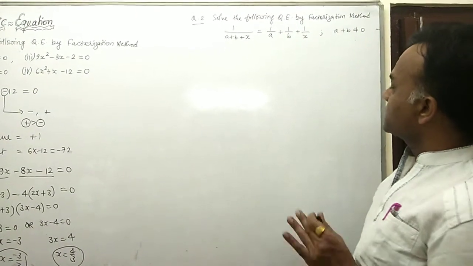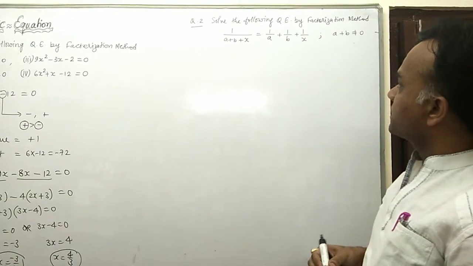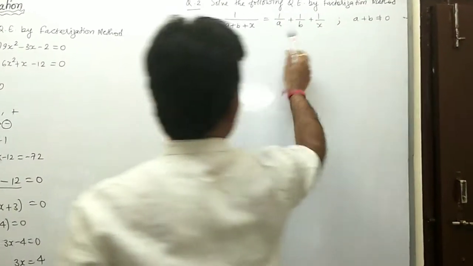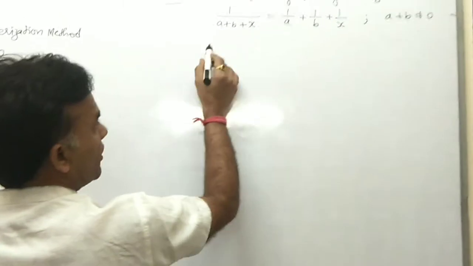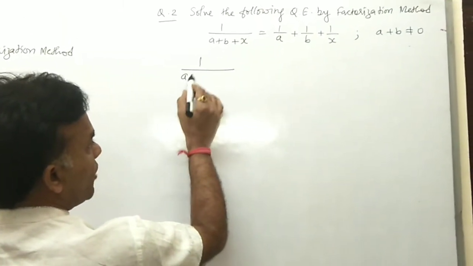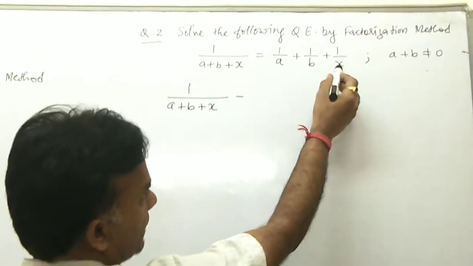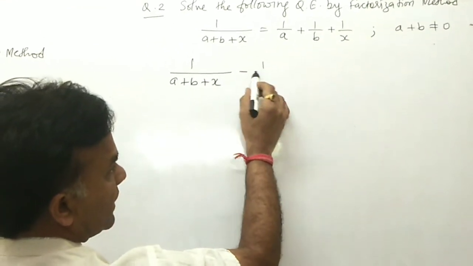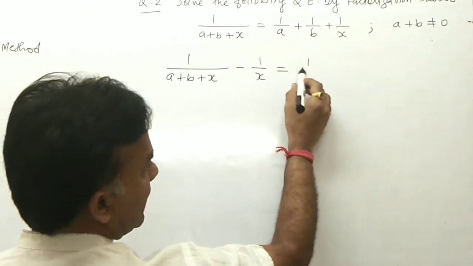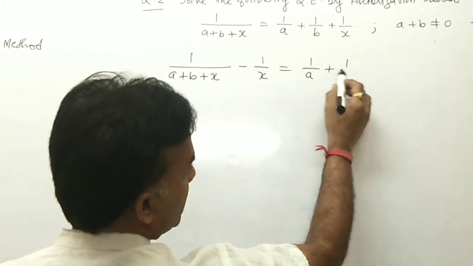Okay, so now here we simplify and convert it into a quadratic equation. First, we separate out the variable term. On the left hand side we have a plus b plus x, and the 1 by x on the right hand side is shifted to the left hand side, so minus 1 by x, and then 1 by a plus 1 by b.